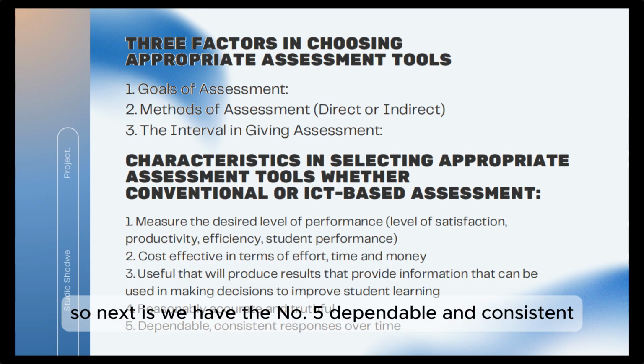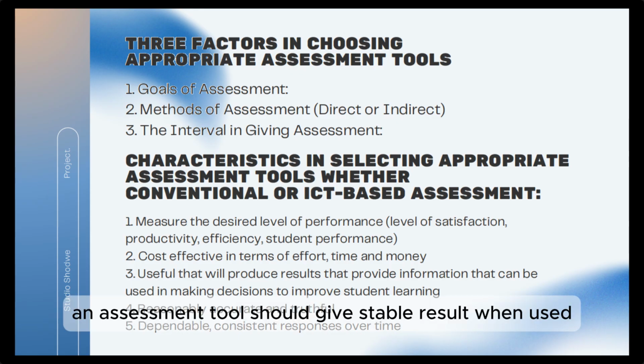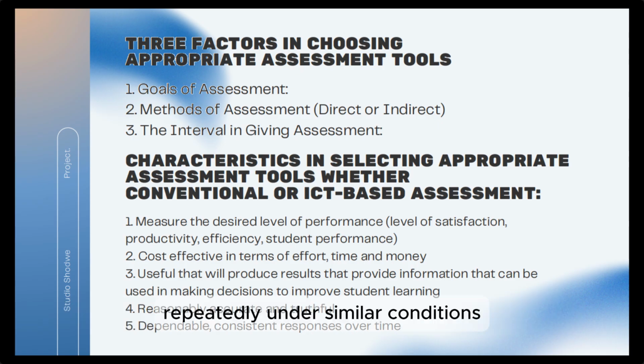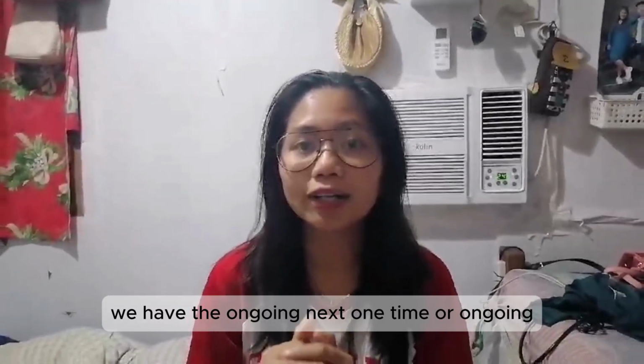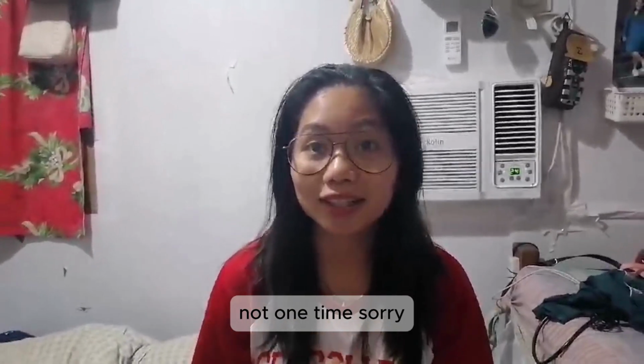Alright, so next we have number 5, dependable and consistent. An assessment tool should give stable results when used repeatedly under similar conditions. For example, if a rubric is used to grade an essay, it should consistently produce fair scores whether applied today or next month.